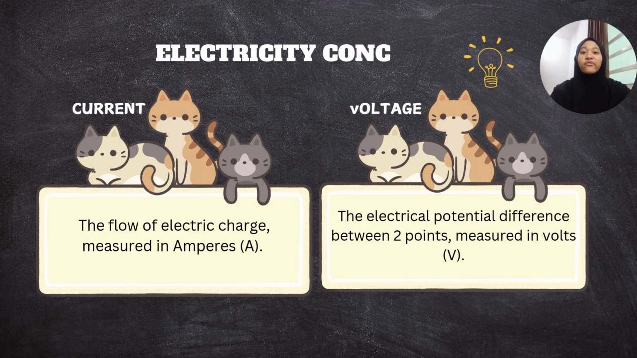Next, we have voltage. Voltage is the electric potential difference between two points in a circuit. It is the force that pushes electric charge. Higher voltage means a stronger force pushing the charge, leading to a larger current flow. And lower voltage means a weaker force, resulting in a smaller current flow. Voltage is measured in volts.